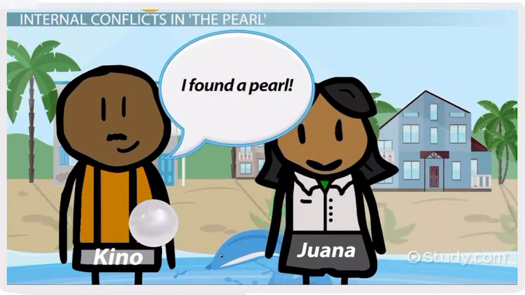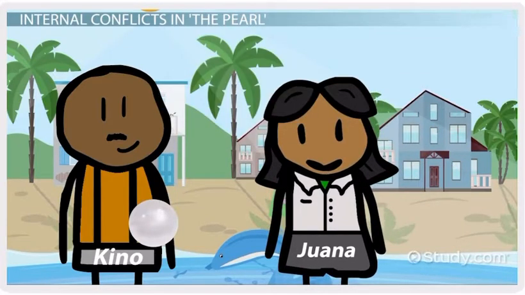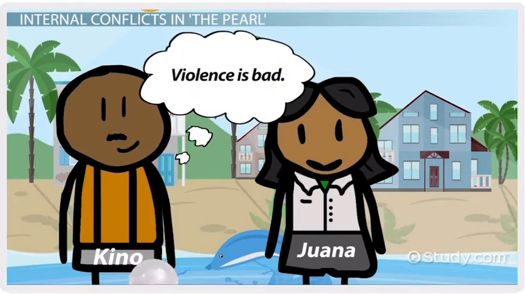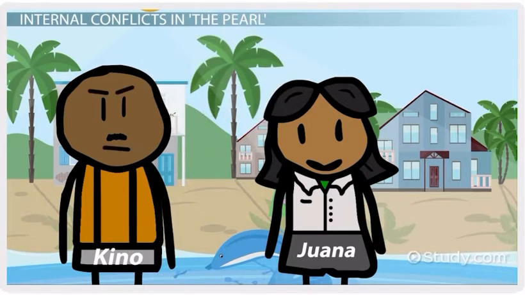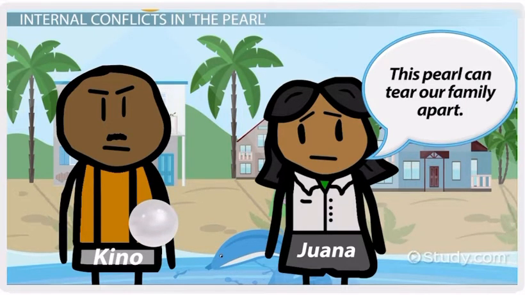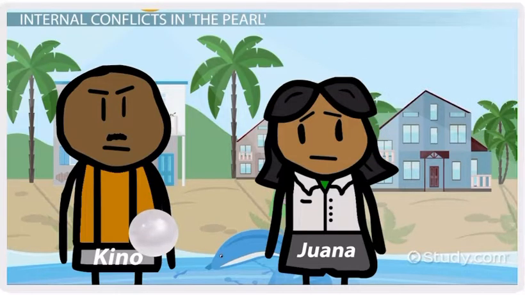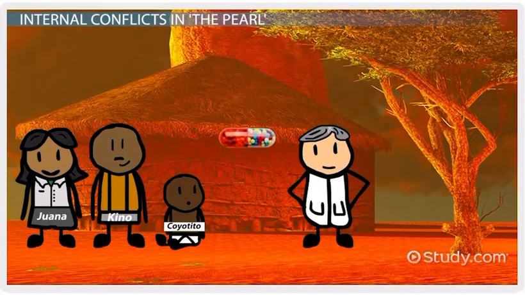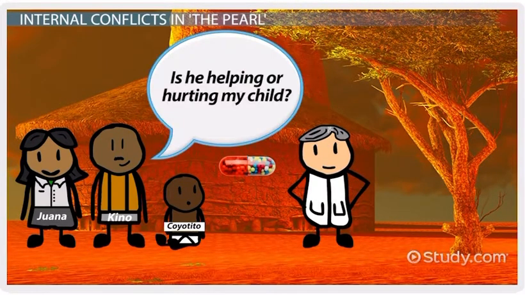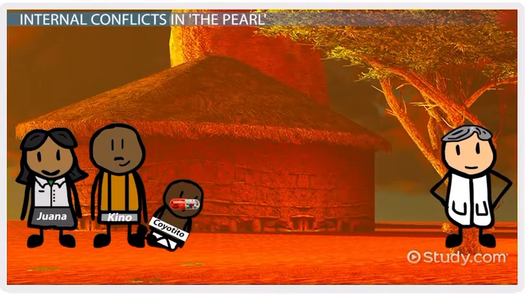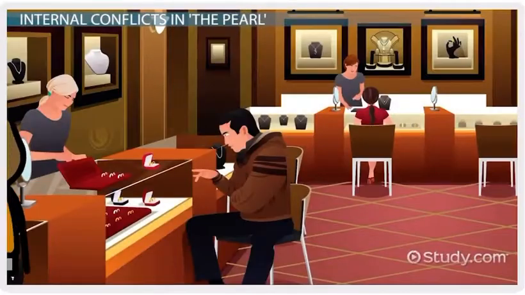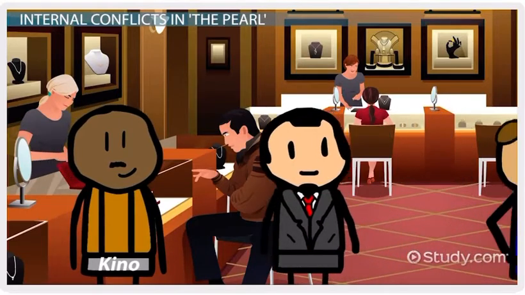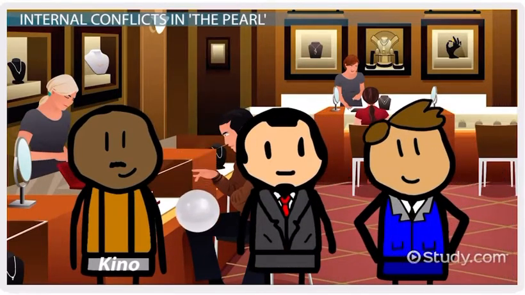Both Kino and Wana experience internal conflicts after Kino finds the pearl. Although Kino's conscience tells him that violence is wrong, his pride is challenged by external conflicts that lead him to become violent. Meanwhile, Wana is torn between her loyalty to her husband and her realization that the pearl is becoming a threat to her family. A key issue in the plot is that Kino is a simple man who's not knowledgeable about life outside his small village. For example, he doesn't know if the doctor is helping or hurting his child. He doesn't know if the price quoted by the local pearl dealers is a good one. He doesn't know if it is better to stay put or leave.